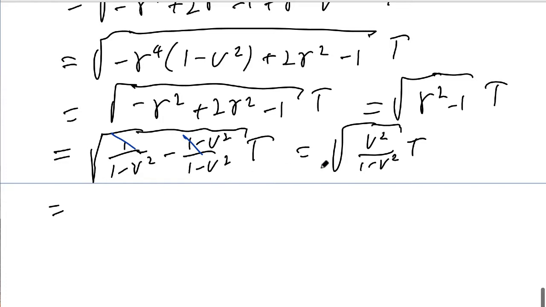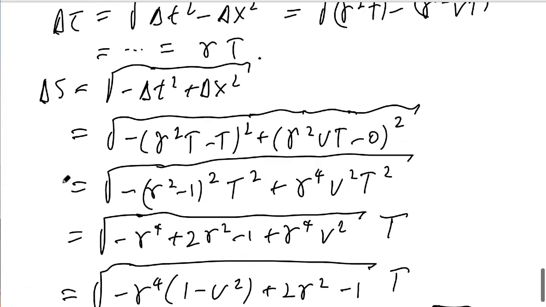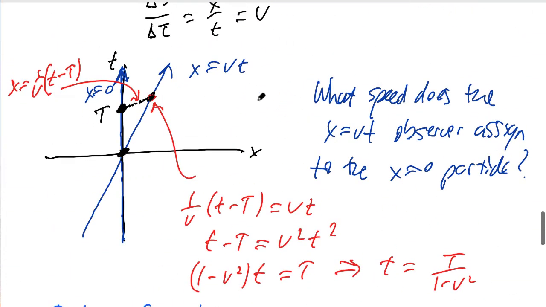which is equal to, bringing the v outside, and the 1 over square root of 1 minus v squared is gamma. So this is gamma v times T. So this is the proper distance between events as seen by the observer moving along this x equal vt world line.